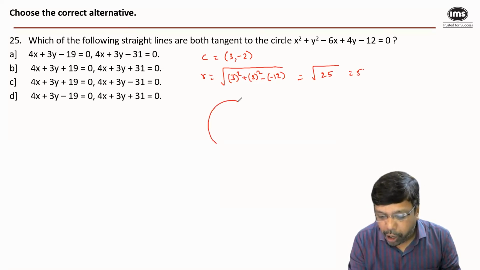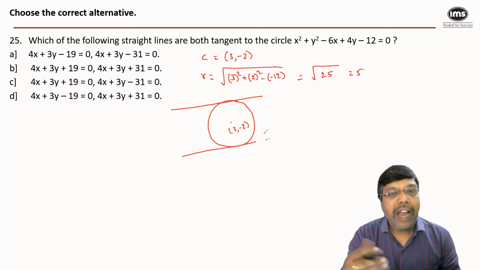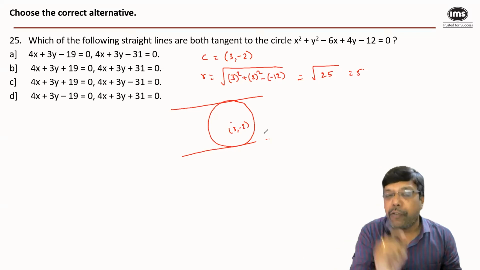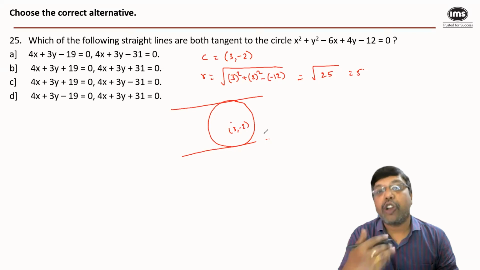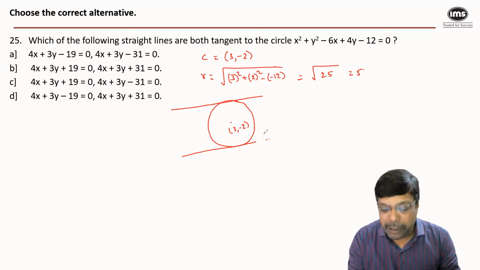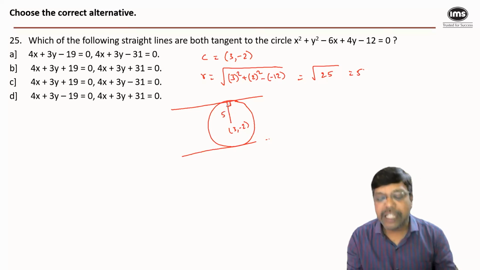Now, if I draw a circle with center as 3, minus 2, and let's say this is one tangent and this is the other tangent that is parallel to it. Why did I say parallel? Because if you look at the answer options, each of the 4 options has a pair of lines which are parallel to each other. So we are talking about 2 tangents that are parallel to each other. Now, if I draw a perpendicular from the center onto the tangent, the length of the perpendicular must be equal to the radius, which is 5.